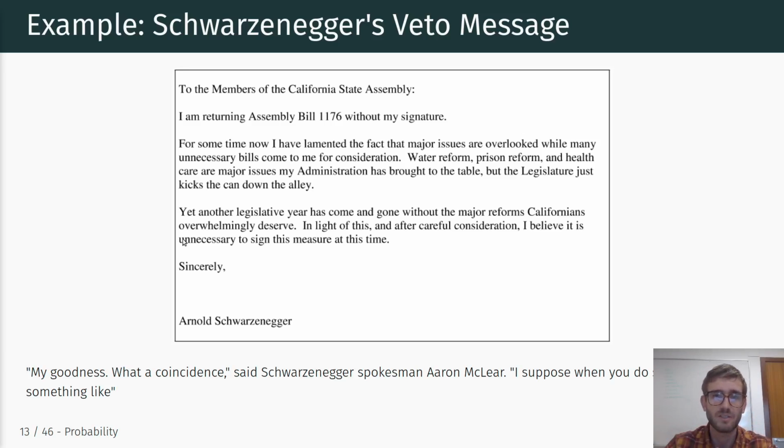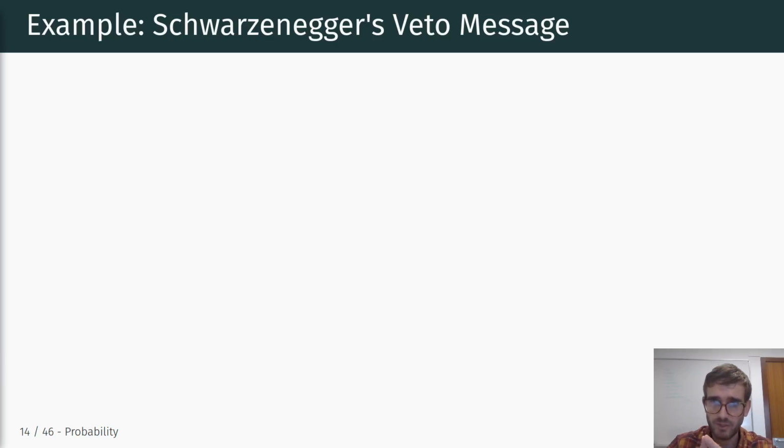And so the good thing is we can answer that question. We can say how likely it is that it might happen just by pure chance. So how do we do this? This is a problem of combinatorics.